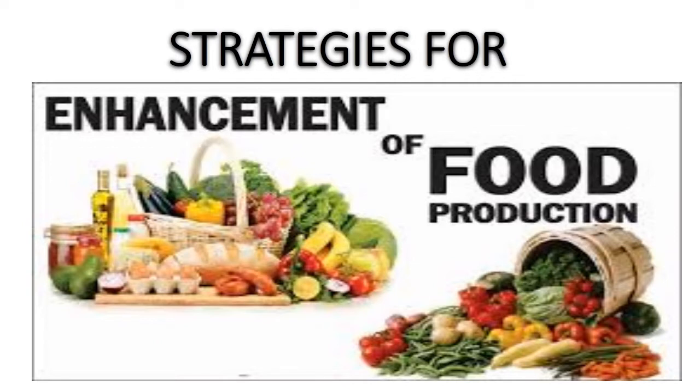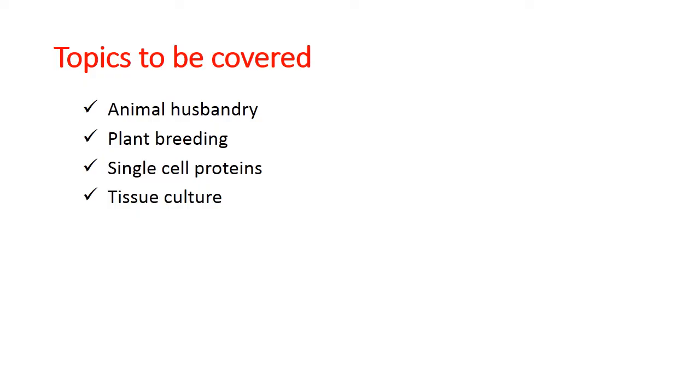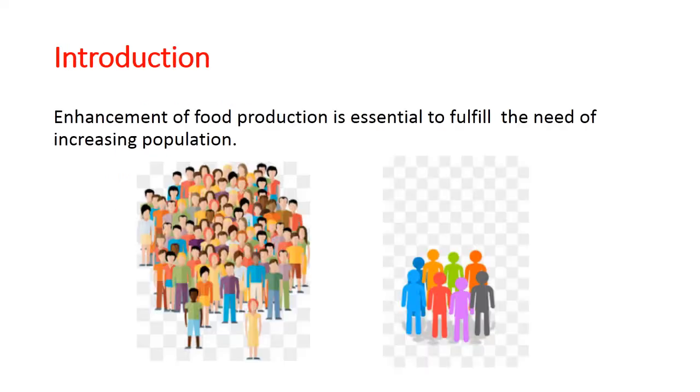So let us start the second chapter of the fourth unit, Strategies for Enhancement of Food Production. In this chapter, we will be studying how to increase the production of food. Under this lesson, we will be studying some important concepts: one is animal husbandry, then plant breeding, then single cell proteins and tissue culture. These are the few important concepts we will be studying under this lesson.